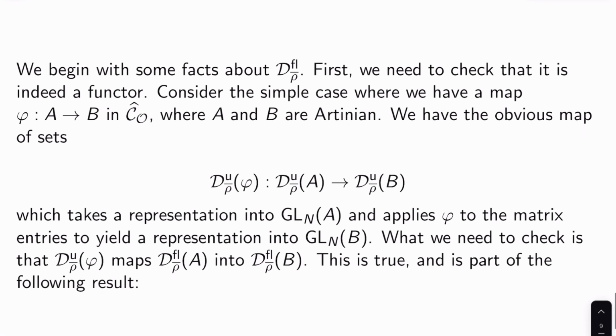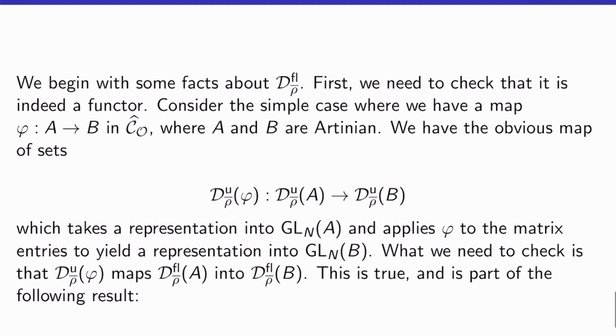So, do we have representability? In fact, before we even talk about that, is D flat rho bar an actual functor? Okay, well, we have to check that. If you consider the simple case where we have a map phi from A to B in C hat O, where A and B are Artinian, we notice the following. We have an obvious map of sets. We can take D rho bar of this map phi. That'll give us a map from D rho bar of A to D rho bar of B, of course.